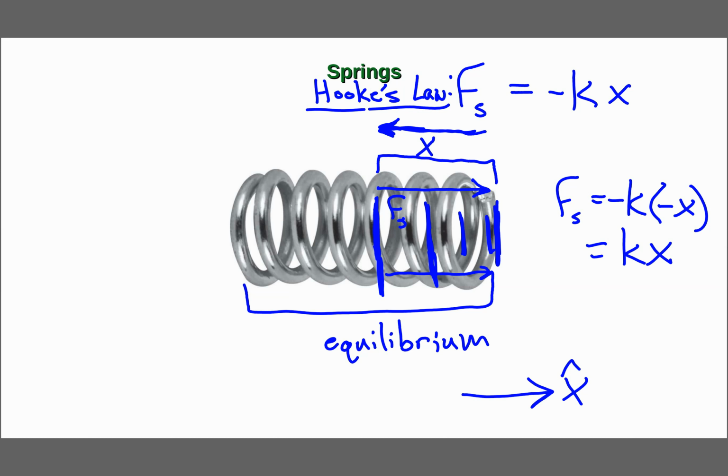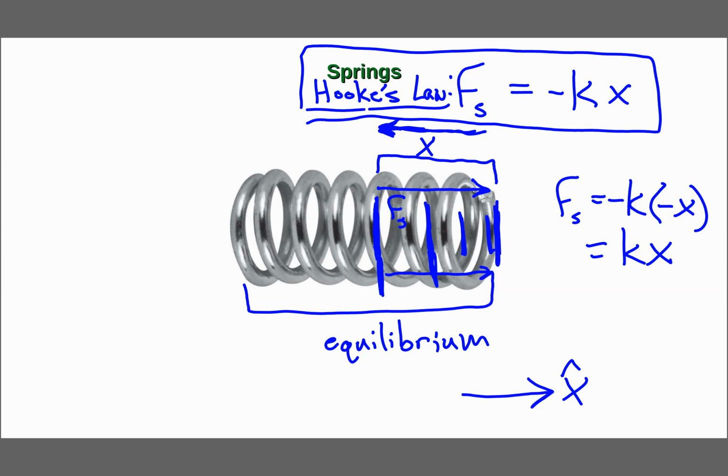And I want you guys to know Hooke's law up here. So I'd like you to know, for now, Hooke's law: the force that a spring applies when I displace it from equilibrium is always going to be proportional to the distance that I displace it from equilibrium, and it's going to be that distance times this factor, this spring constant, and that this spring constant is a property of the spring.